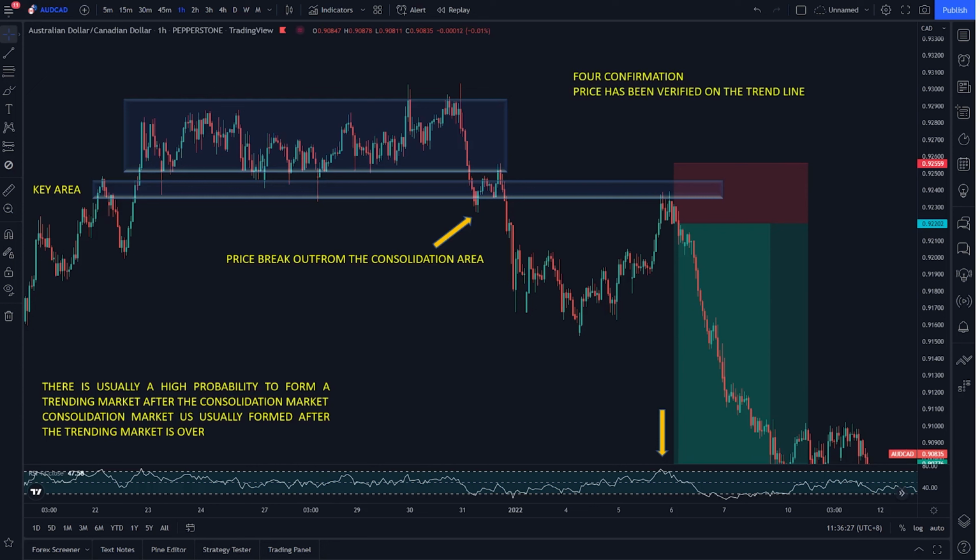The first confirmation is that the price has been verified on the trend line. And the second confirmation is that the price is already in an initial downtrend. The third confirmation is the price has been consolidated for a short period of time. The fourth confirmation is where the RSI is already in an overbought situation. The price is close to the key area we are concerned about.